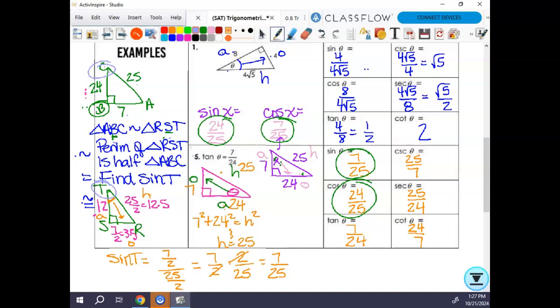So I guarantee you one of the answer choices is going to be whatever half of that is, since the perimeter is half. But any triangle that is similar to this one will have the exact same trig ratios. It doesn't matter how big or how small they are because they're ratios and it just evens out like that. Does that make sense to you? Even if this was twice as big, I would have gotten the exact same thing. So if you understand that, you could have jumped straight to this.